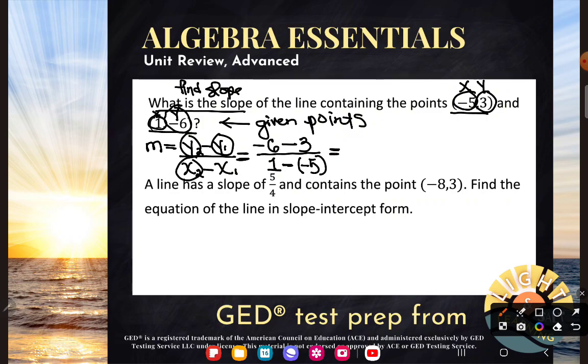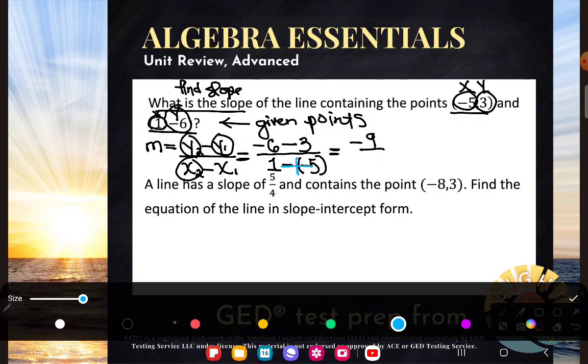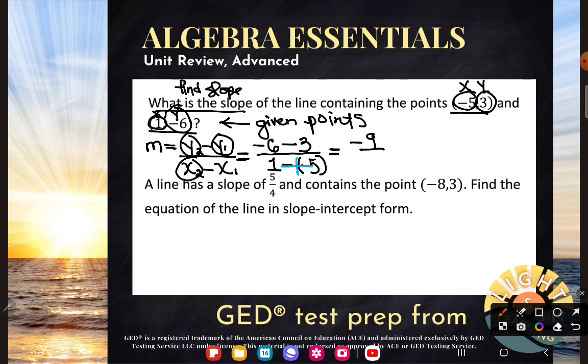All right, now you can type this whole thing into your calculator, but this one's not too bad to simplify. So I'm going to do the top and the bottom first. So -6 minus 3. I'm already 6 in the hole. I'm going to go down 3 more. So -6, -7, -8, -9. And then subtracting a negative number is the same as adding. You're getting rid of negativity. So 1 plus 5 is 6.